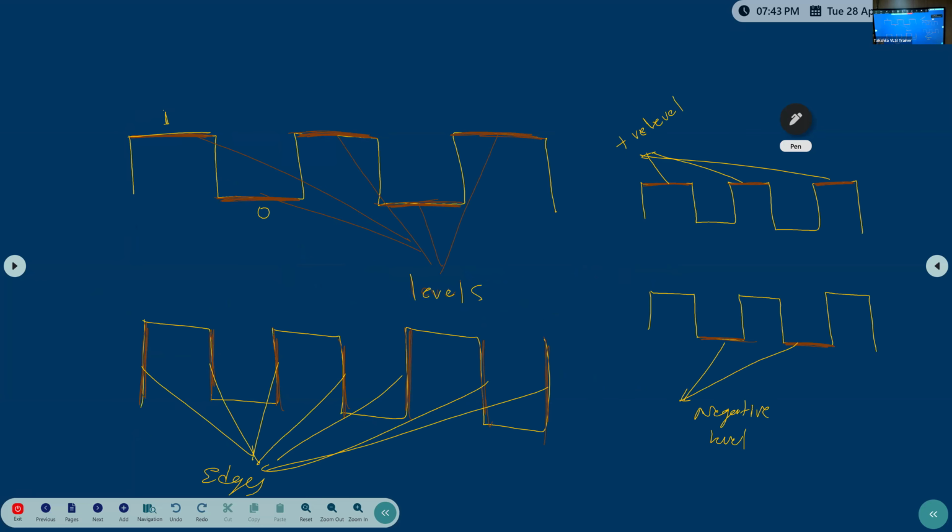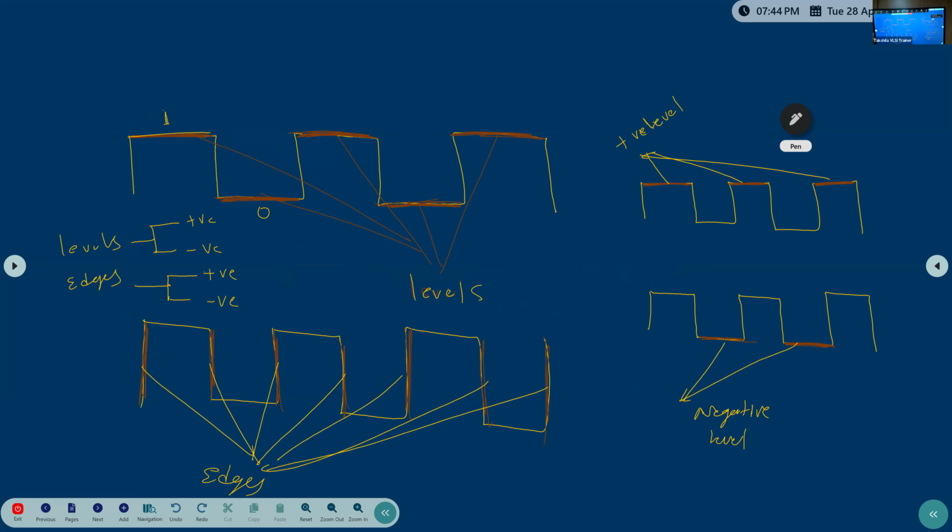Clock will have 4 things. Normally they will say 2 things: levels and edges. In the levels, there are 2 types: positive and negative. In the edges, also 2 types: positive and negative.